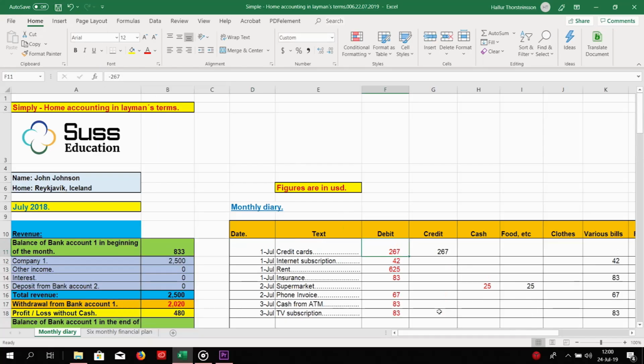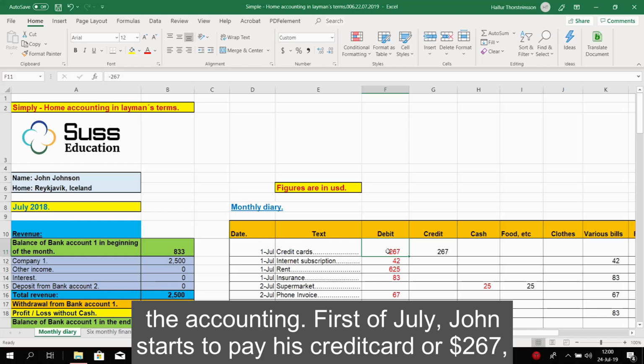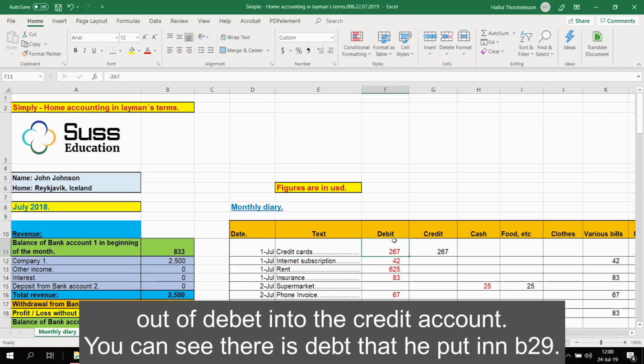We will now make the accounting. On the 1st of July, John starts to pay his credit card, $267 out of debit into the credit account. You can see there is the debt that he put in B29.